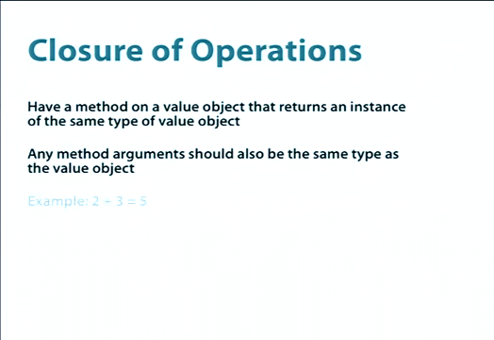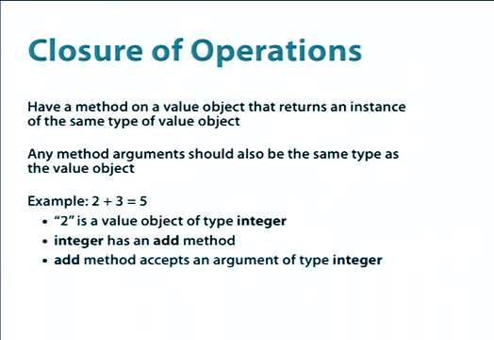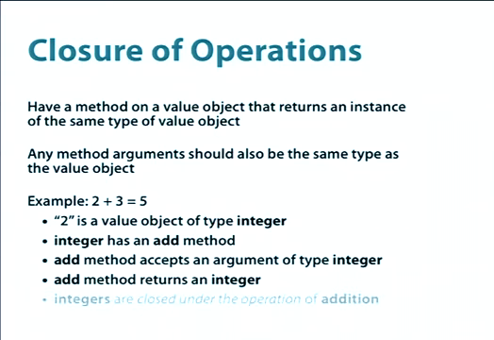A really simple example of this is 2 plus 3 equals 5. This is an example of closure of operations. 2 is a value object of type integer. Integer has an add method. The add method accepts an argument of type integer. So the add method returns an integer. So what we can say is that integers are closed under the operation of addition. This is actually a mathematical concept of closure of operations.